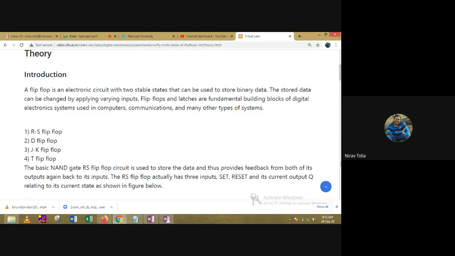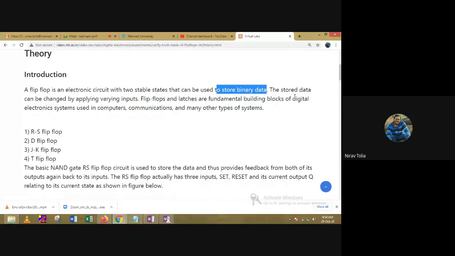And what is the use of the flip flop? The use of the flip flop is to store binary data, which I already told you about in the last lab. Generally, one flip flop will store one bit. Suppose you want to store 4 bits, then you require 4 flip flops. If you want to store 8 bits, then you require 8 flip flops. For 1 bit, you require 1 flip flop.